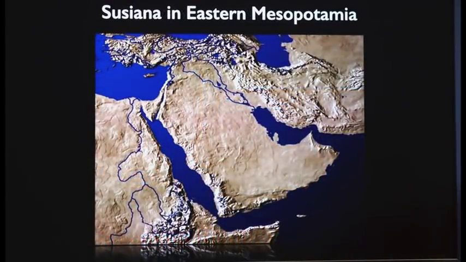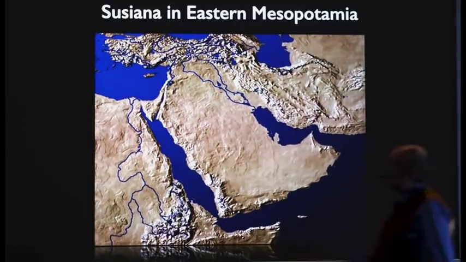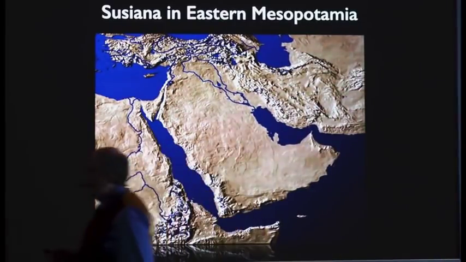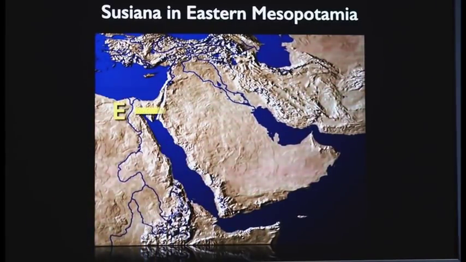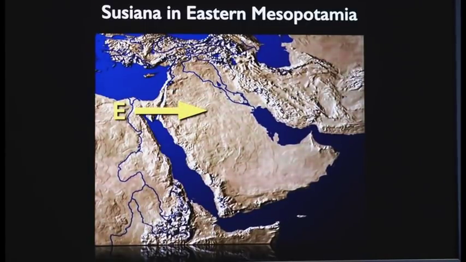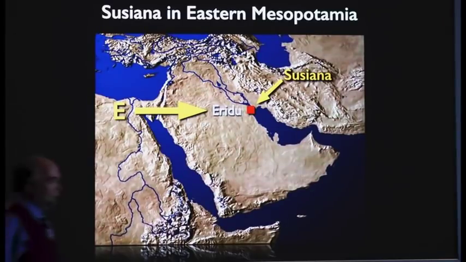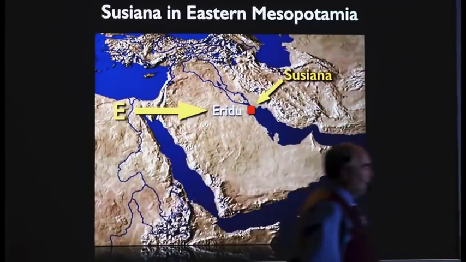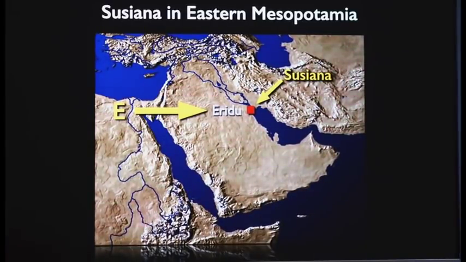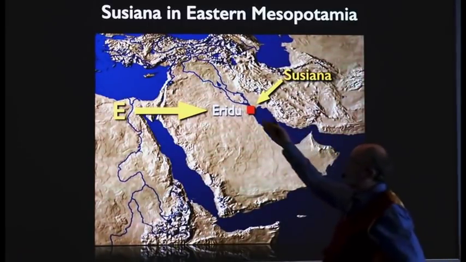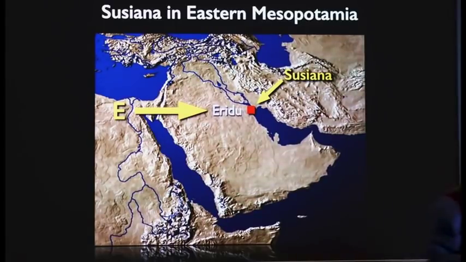So where is east of Giza? Well, there's Giza. Let's draw east. And we end up at a place called Eridu. Eridu is at the head of the Gulf of Persia, the Persian Gulf. It is the place where ships were first to arrive in Mesopotamia at this site.